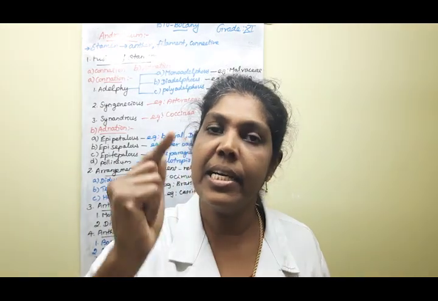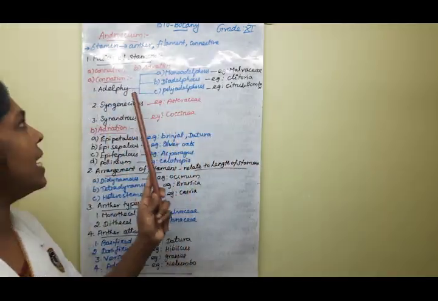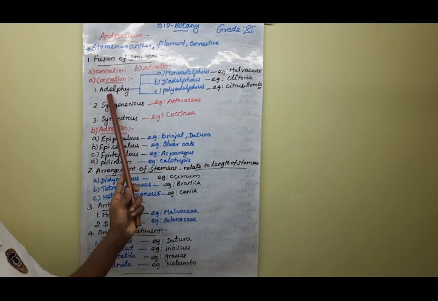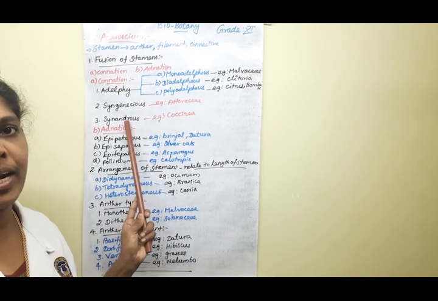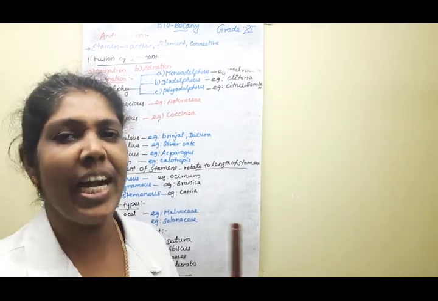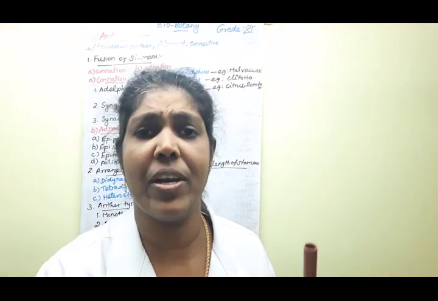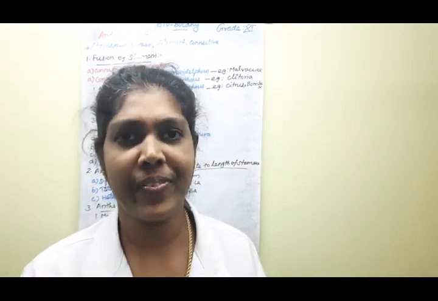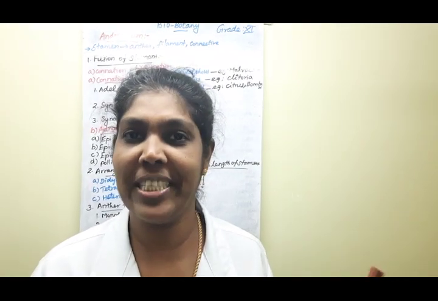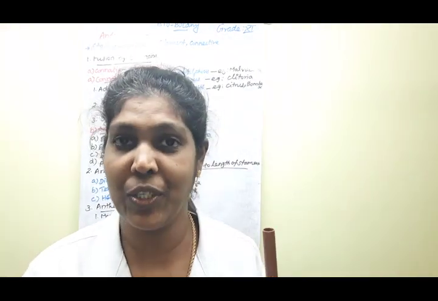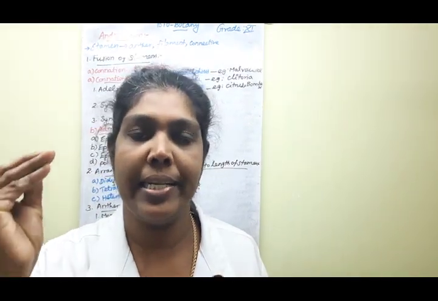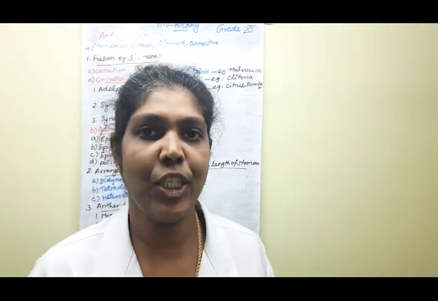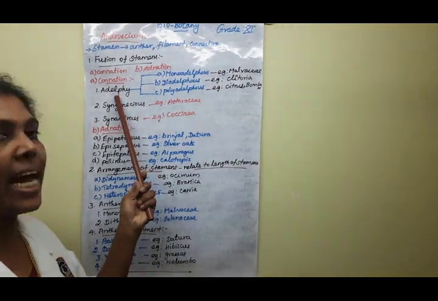This connation also comes under some types, children. The first are Adelphous, Syngenesious and Synandrous. The names are a little difficult, but listen carefully and concentrate and you can learn them. No need to be afraid, these are new technical terms we are going to learn. So the first one, Adelphous.